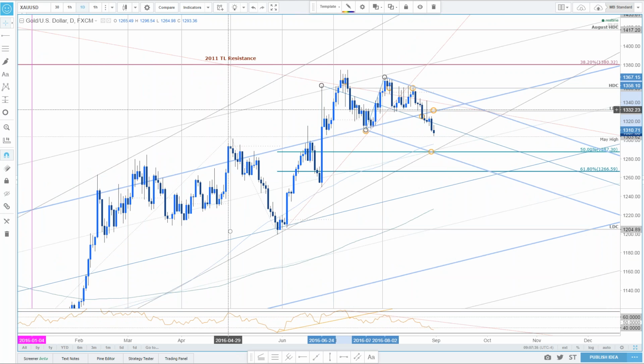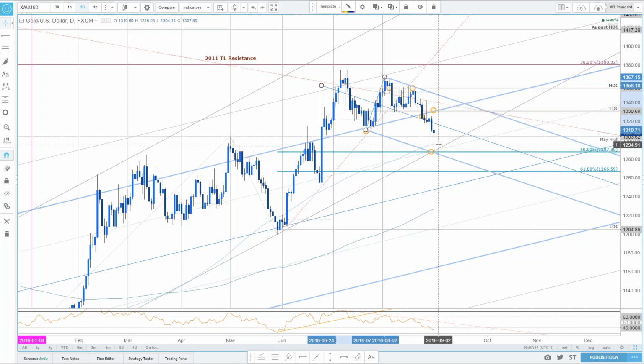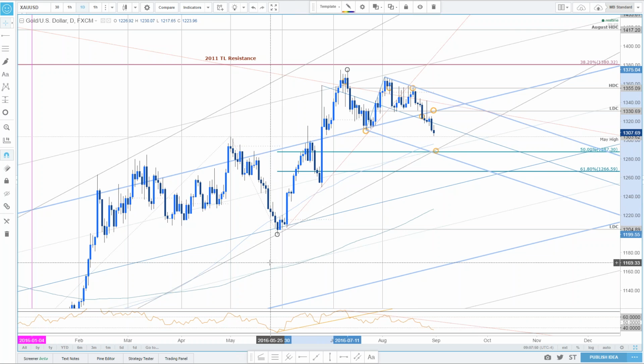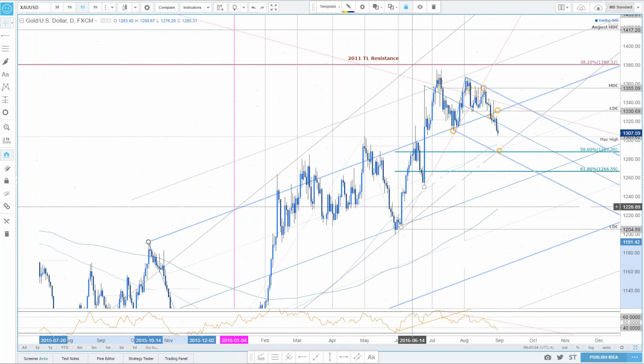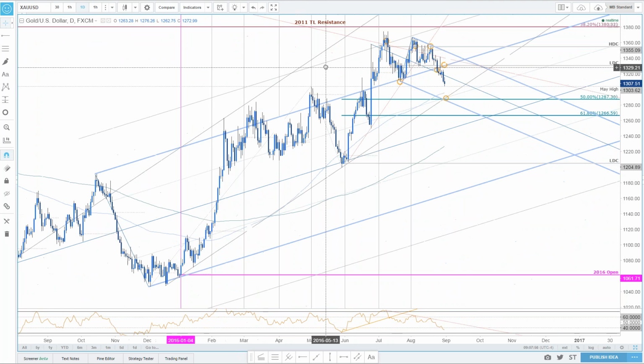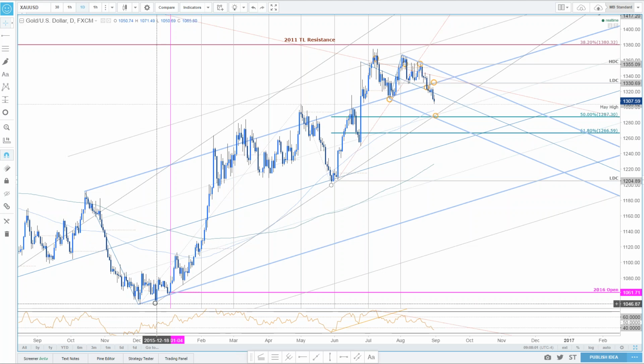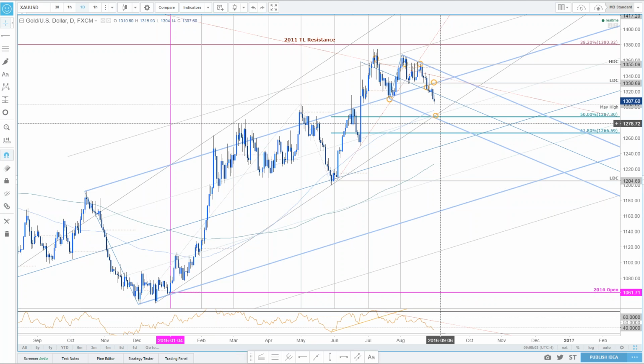You have initially the May high that comes in at 1303. You have the 200-day moving average that comes in at 1295, 1294. And then you have a key support confluence here: the 50% retracement of the advance off of that May low, the 50 line for the current operative structure that we've been following here in gold since last year's lows, and basic channel support all coincide right there.